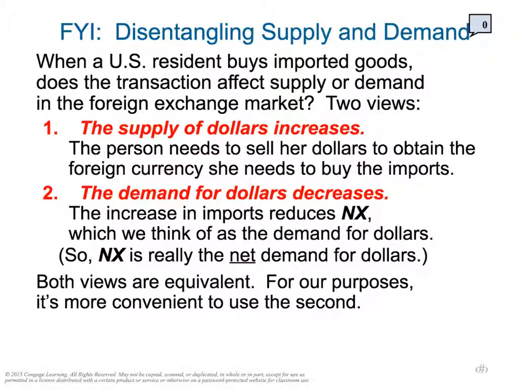So when we think about this, when a U.S. resident buys imported goods, does the transaction affect supply or demand in the foreign exchange market? Well, the supply of dollars does in fact increase, okay? So again, we have to sell dollars to get the currency to buy the imports. That is in fact true. And then the demand for dollars decreases, again reducing net exports. And so net exports is really in a sense the net demand for dollars, okay? Again, it's easier to think about the second view as opposed to the first.